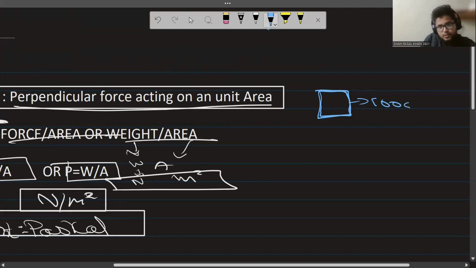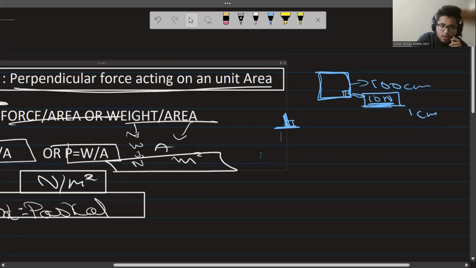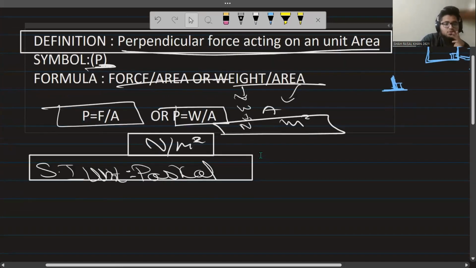This piece of land is approximately 100 centimeter. When a force of 10 Newton is applied on 1 centimeter, this is the pressure on it. The 10 Newton force is acting on this 1 centimeter, and it's acting perpendicularly. So then it will be called pressure.